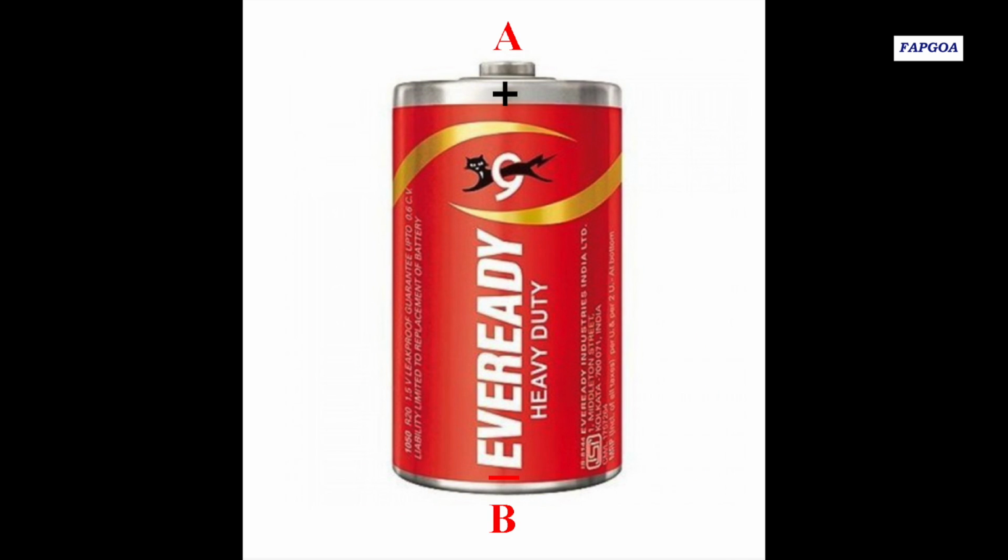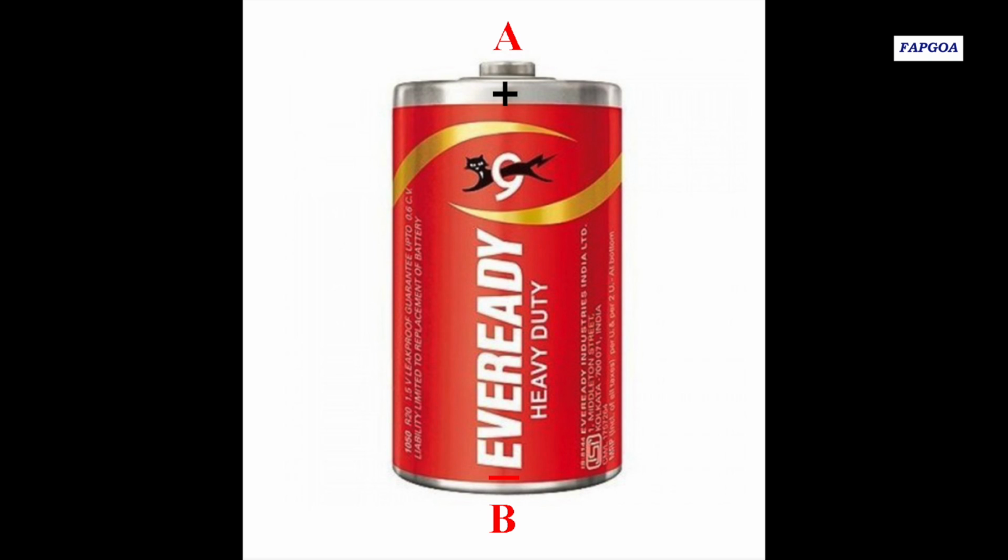Similarly, electric current will flow only when there is a difference in potentials, that is from higher potential to lower potential. This is the direction of conventional flow of electric current.